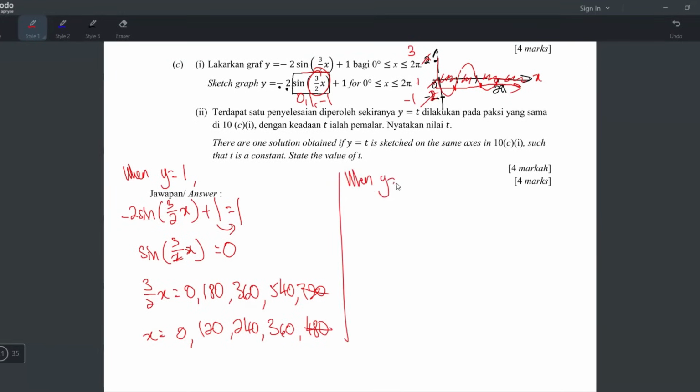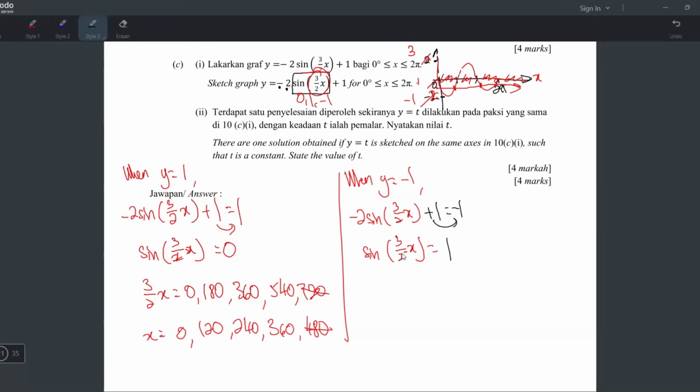When y equals, okay, now substitute 1. So if this whole thing becomes 1, 1 times -2 is -2, -2 plus 1 is -1. So when y equals -1, the whole thing here equals -1. So -2 sine 3 over 2x equals -1. Okay, I forgot something here. It's actually plus 1 equals -1. Yeah, there is a plus 1 here. Okay, -1 minus 1 is -2. And then -2 divided by -2 is +1.